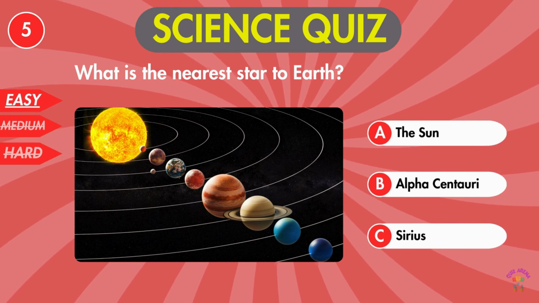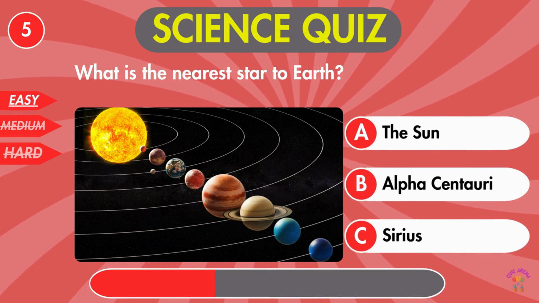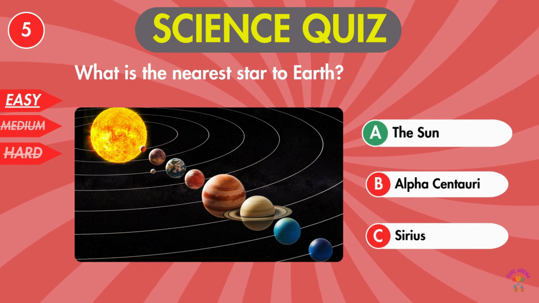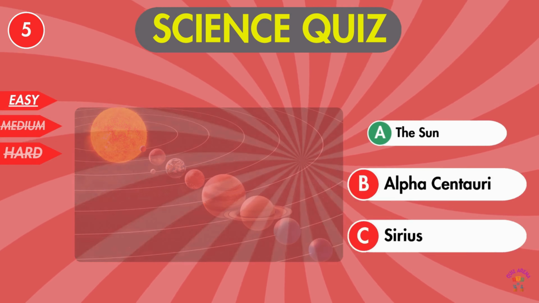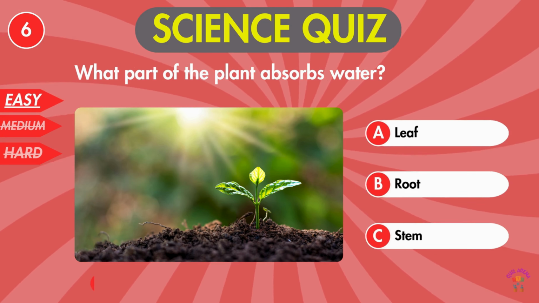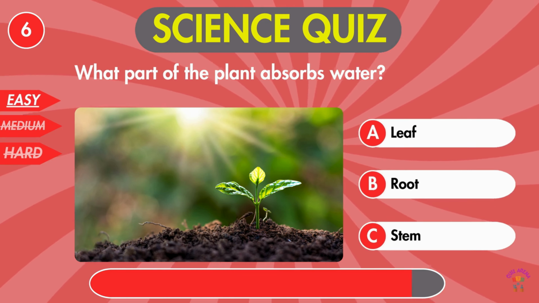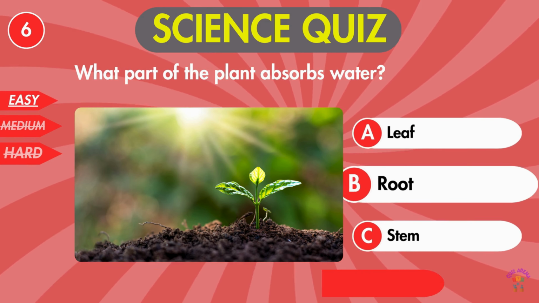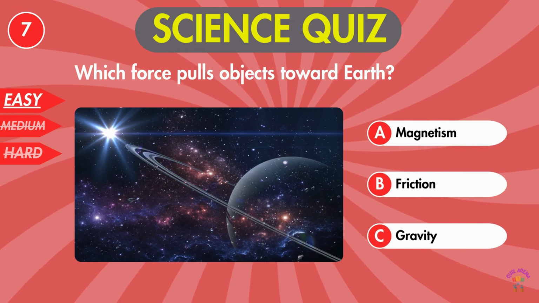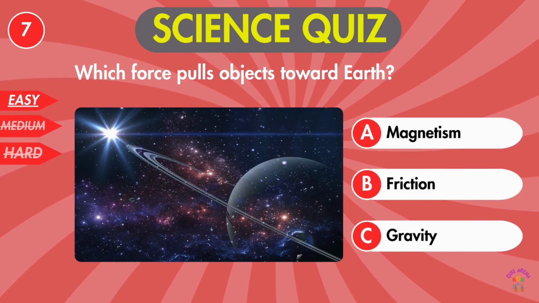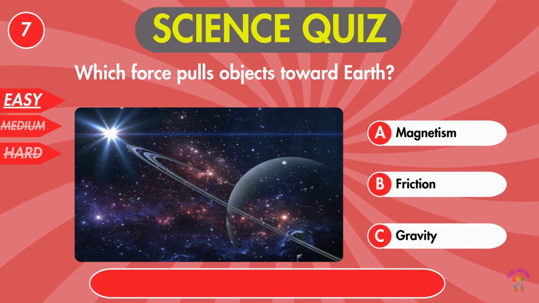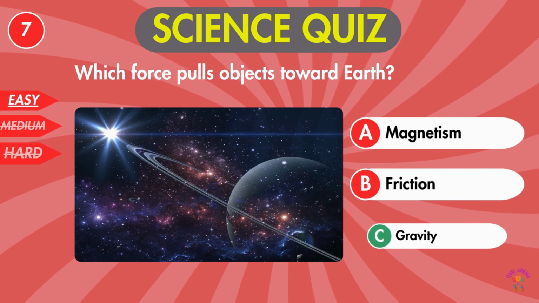What is the nearest star to Earth? The Sun. What part of the plant absorbs water? Root. Which force pulls objects toward Earth? Gravity.